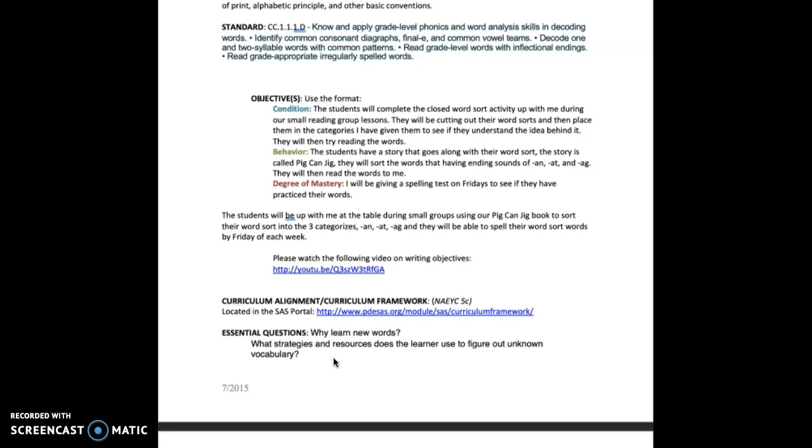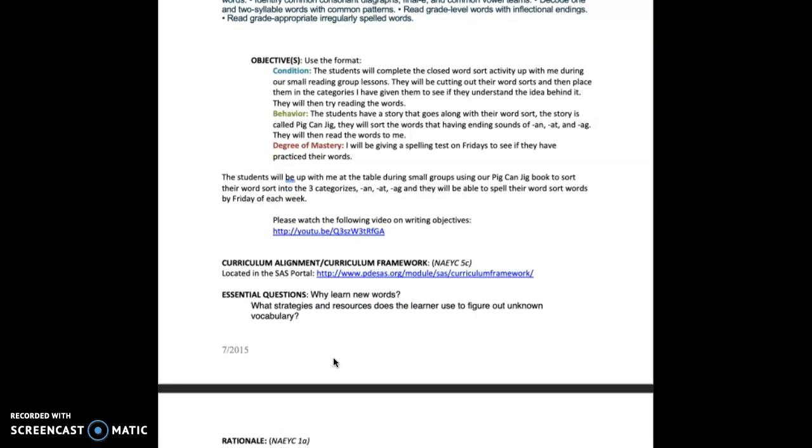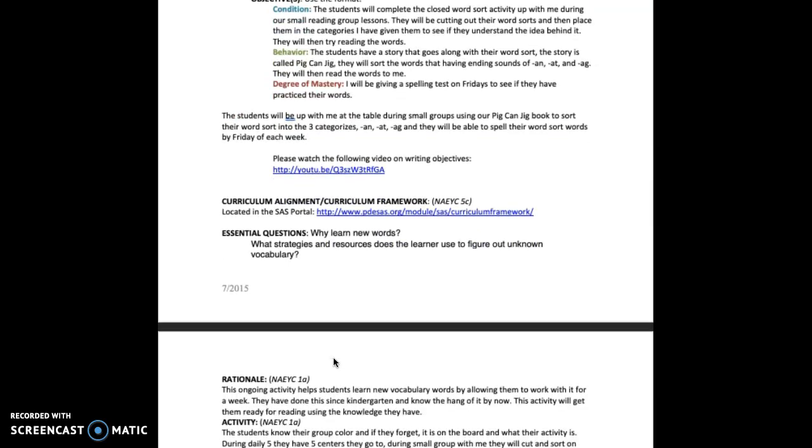For a degree of mastery, I'll be giving a spelling test on Fridays to see if they practice their words at home and also during word work. So the students will be with me at the table during small groups using our Pick and Jig book to sort their word sort into the three categories of AN, AT, and AG. And they will be able to spell their word sort words by Friday of each week.